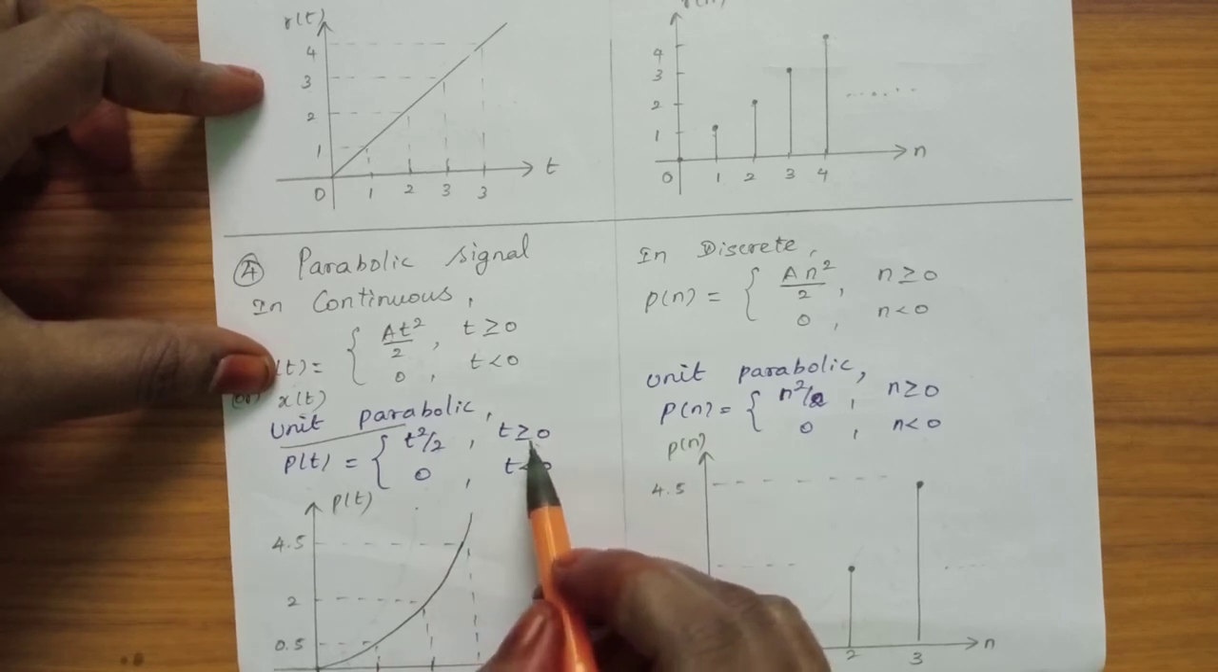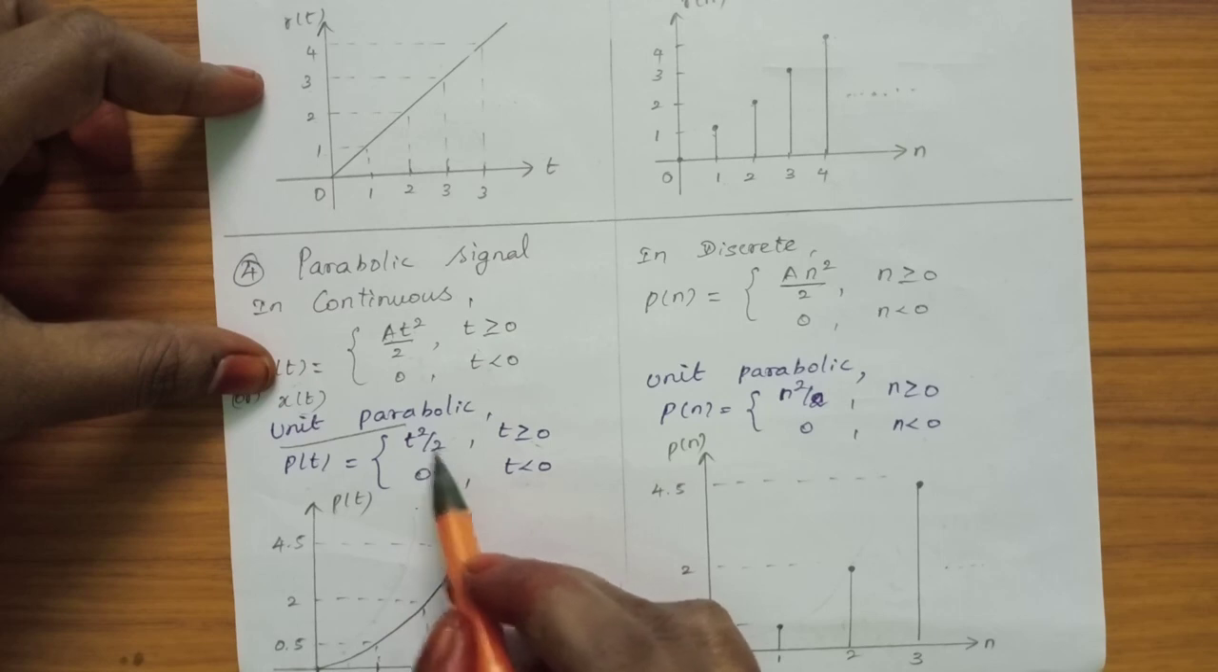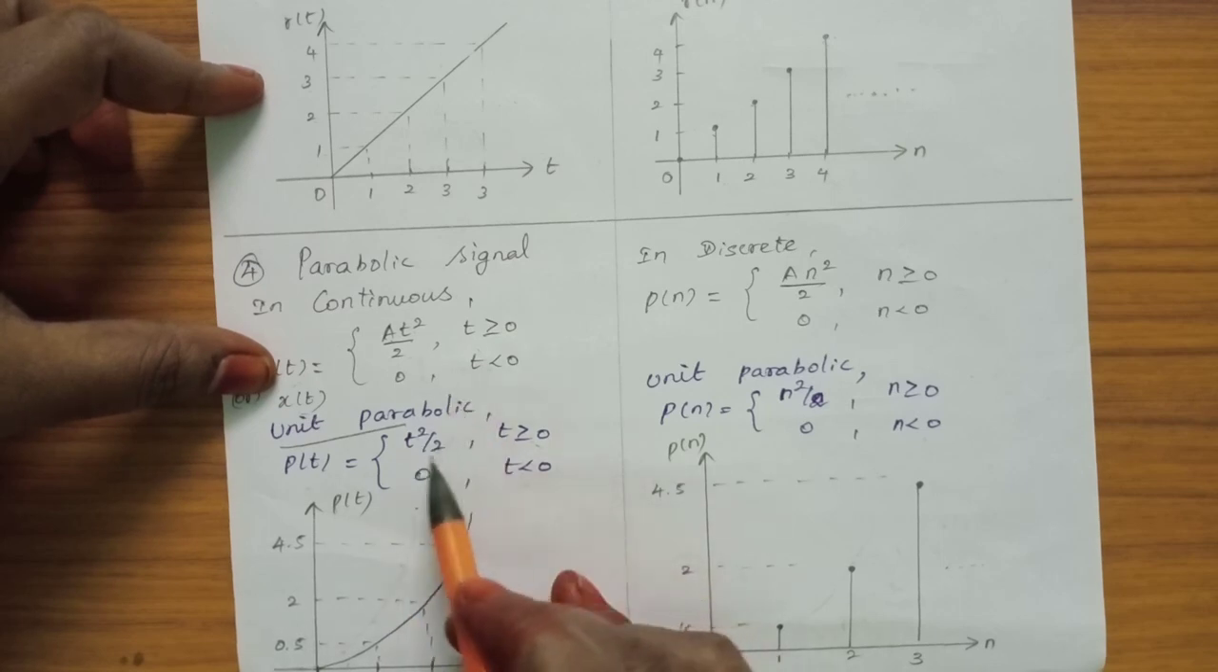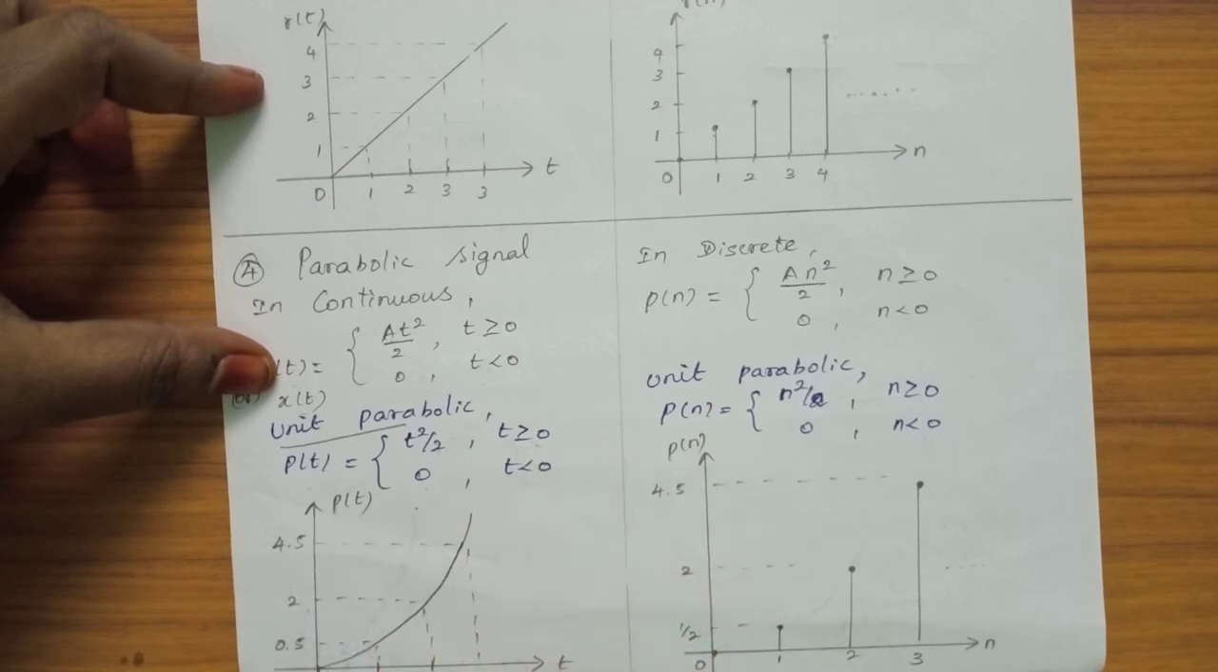And t equal to 1 means 1 square by 2, that is 0.5, and t equal to 2 means 4 by 2 is 2, and t equal to 3, square 9 by 2, 4.5. So this curve goes on like this.